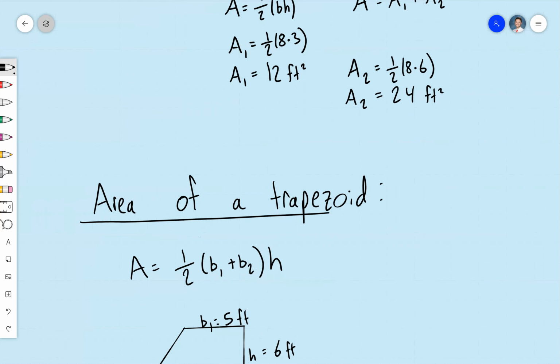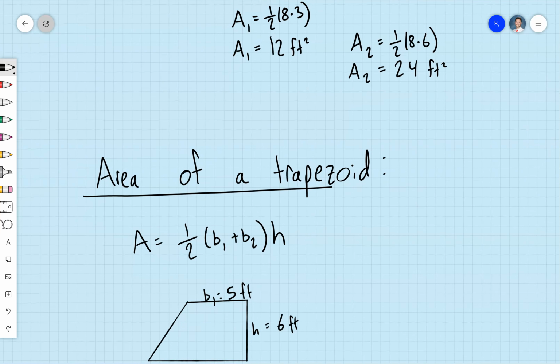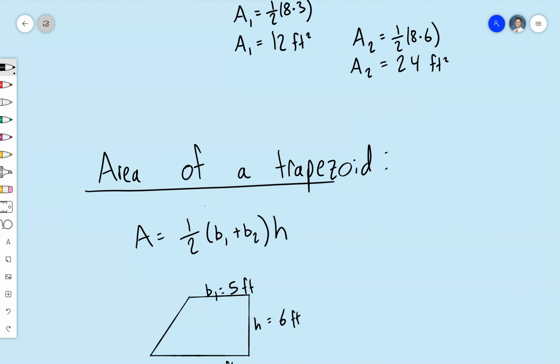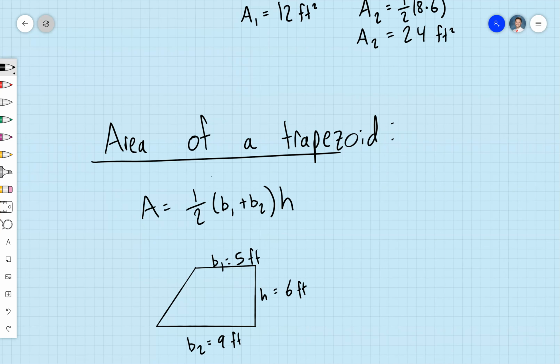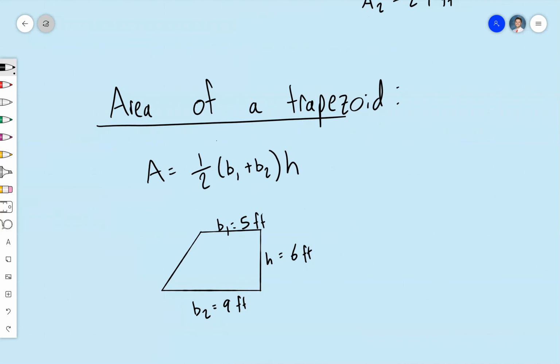All right, now let's look at finding the area of a trapezoid. The formula for finding the area of a trapezoid is 1/2 base 1 plus base 2 times height. So if we look at this here, we have base 1 is labeled as 5 feet, base 2 is 9 feet, and then the height would be 6 feet. So we can find 1/2 base 1 plus base 2 and multiply by the height. Let's go ahead and solve that here.